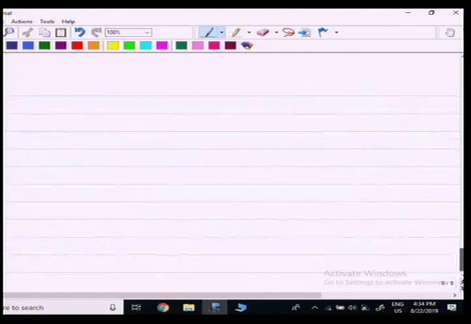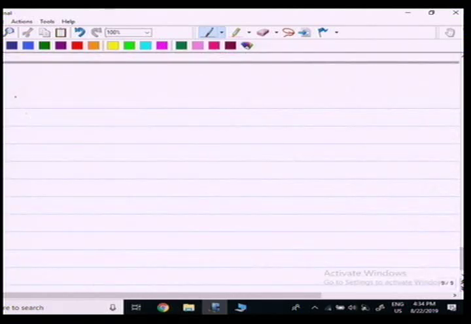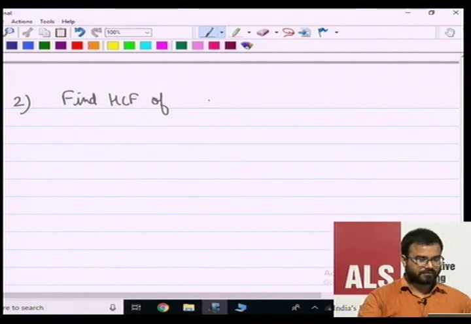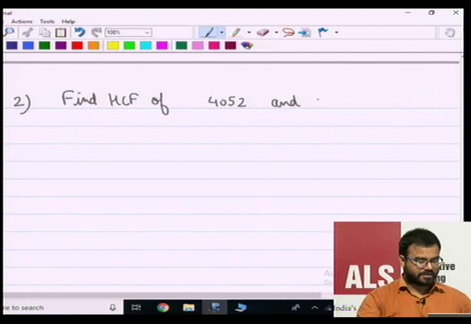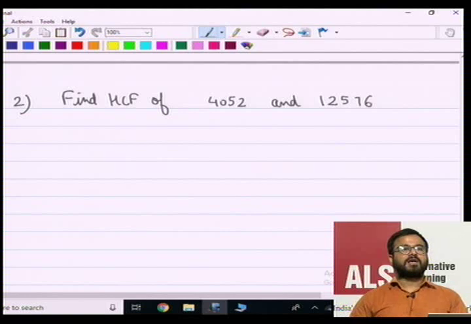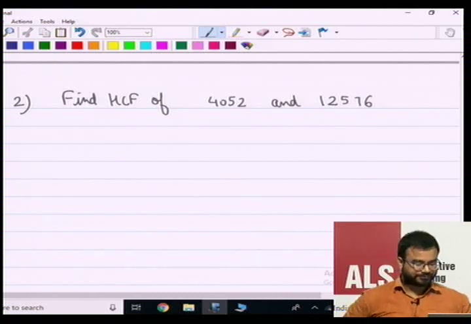Okay, so using the same steps, solve this question. Find the HCF of 4052 and 12576. This method is very helpful in finding the HCF of large numbers. Like you can see, it is a 4-digit and a 5-digit number, so using this Euclid division is very helpful.